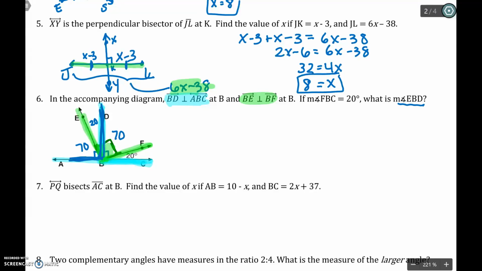They want the measure of angle EBD. So finding that, EBD would be this angle in here, which would be 20 degrees.